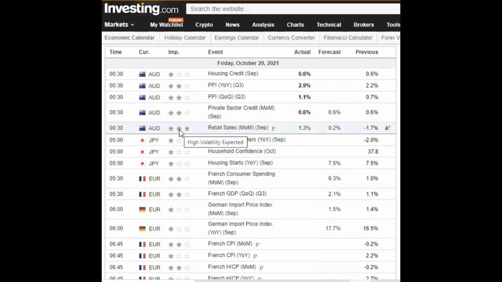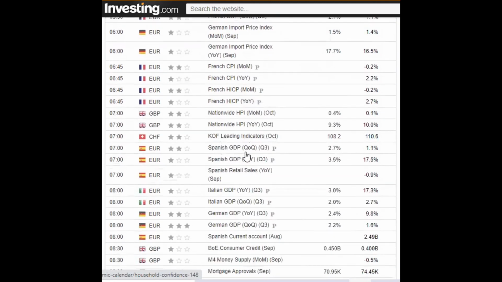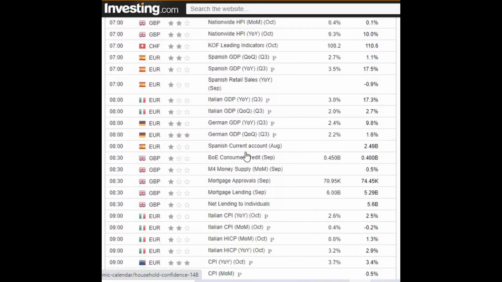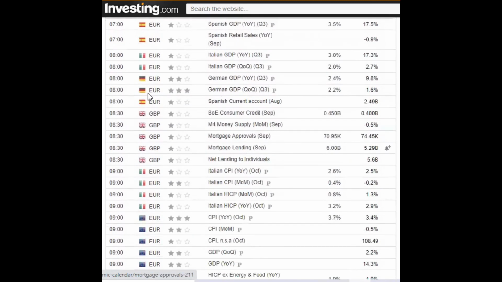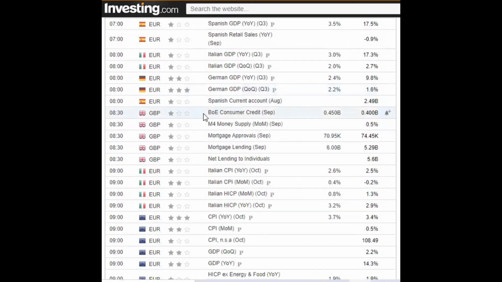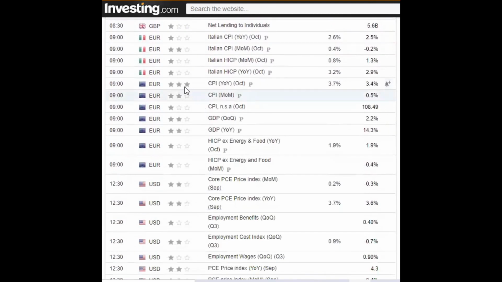Some really big news releases. Overnight we've had some news come out of the Australian dollar, a 3-star rating here, and that was a lot better than expected. So that might have given the Australian dollar some strength today. Looking down the news, at 8 a.m. GMT, we've got the gross domestic product of Germany. This is important for the euro because, again, Germany is such a big player in the EU.